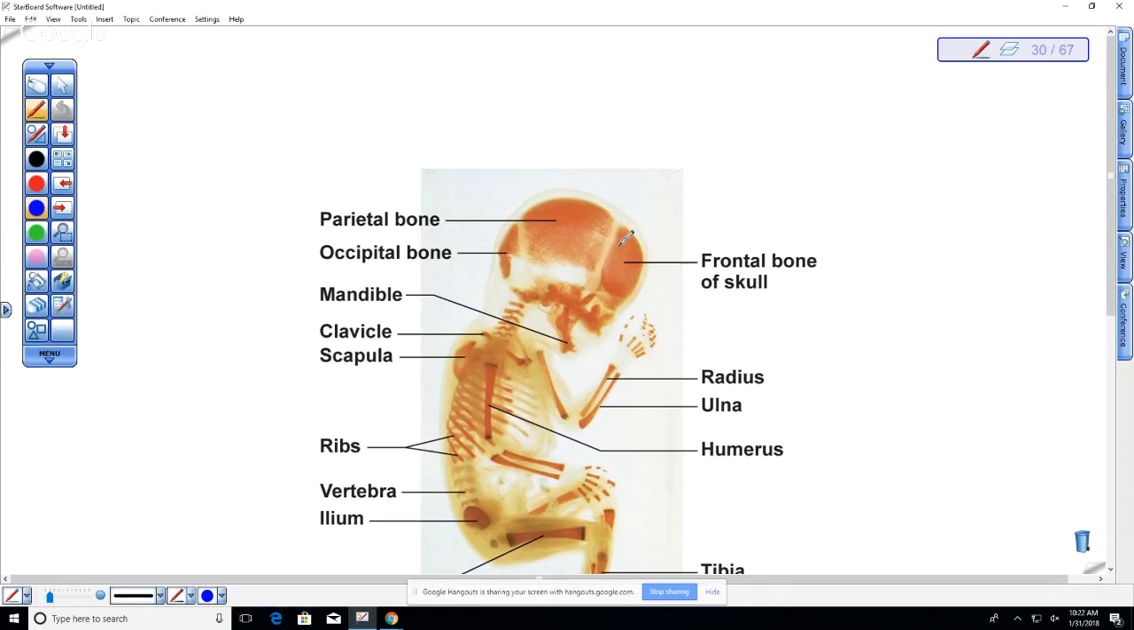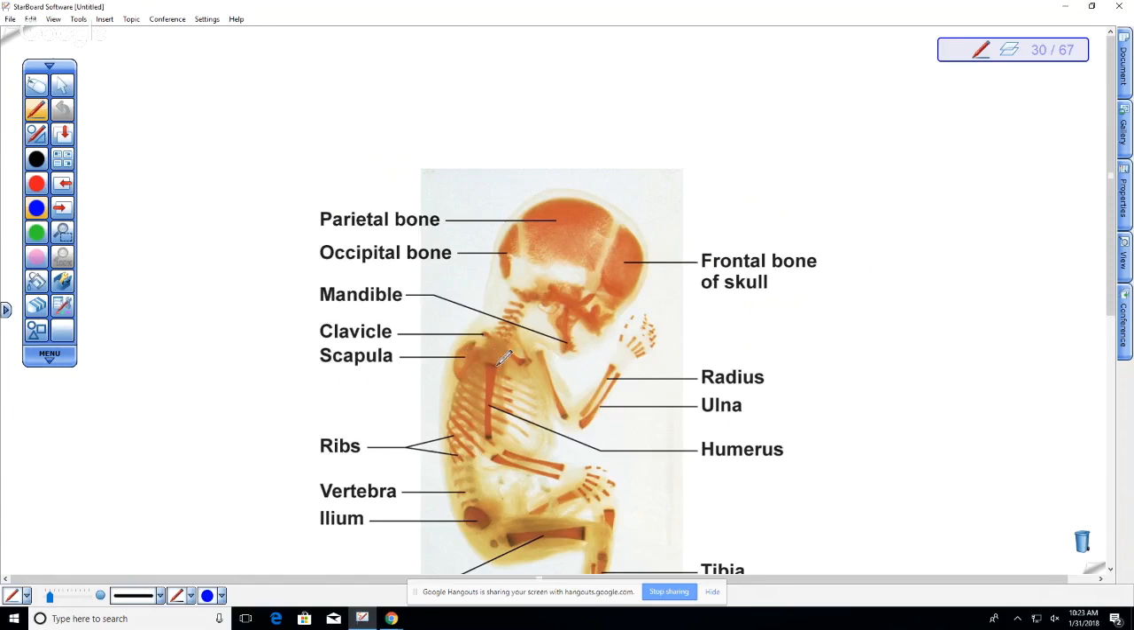So you can see the coronal suture, for example. You can also see the lambdoid suture that connects the parietal bone to the occipital bone. And then this is a little bit iffy here. This would be the squamous suture that connects the temporal bone and the parietal bone.